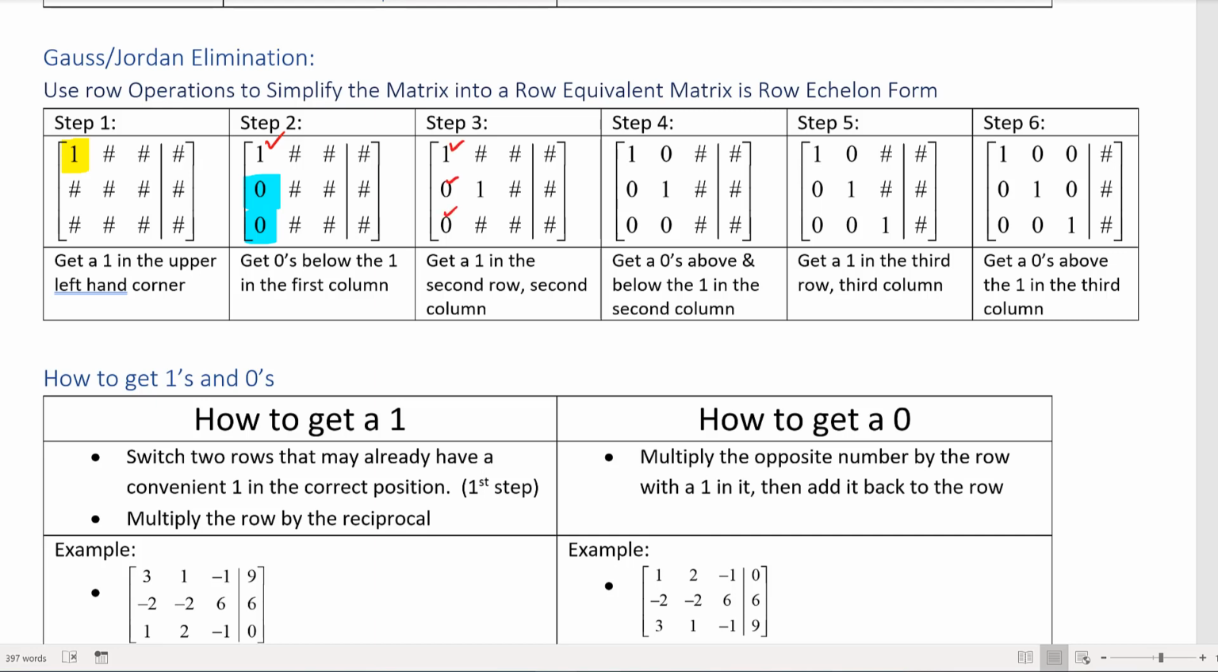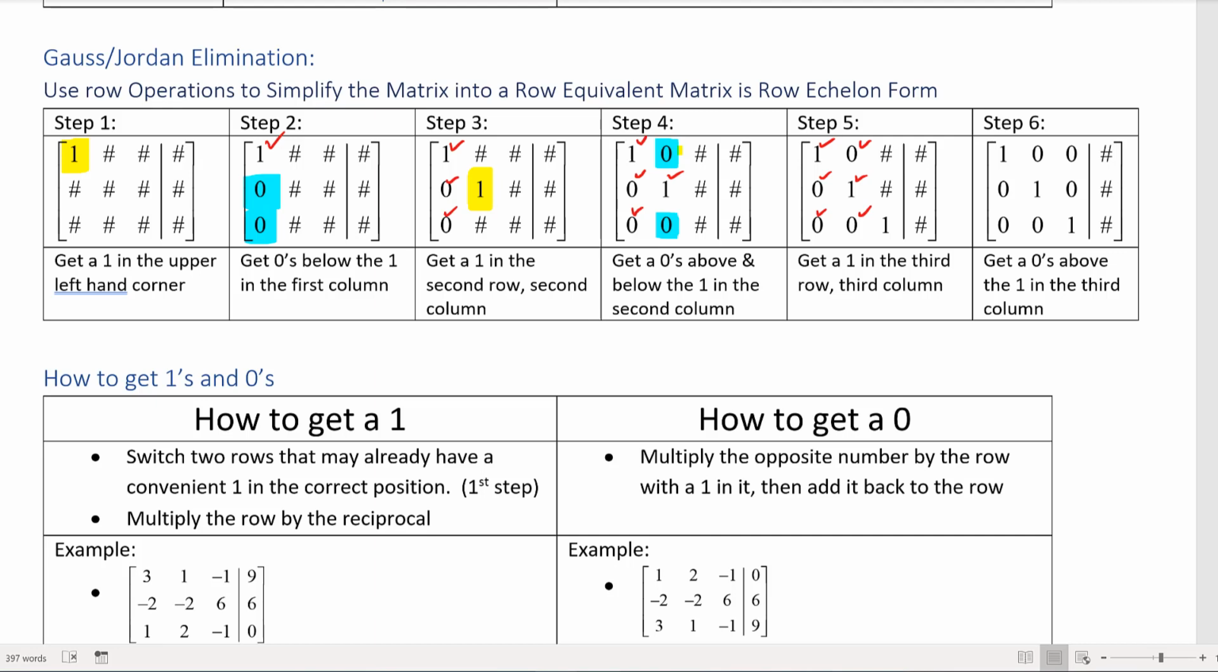The next thing we're going to work on is to get a 1 in the second row and second column. Step 4: I already have a 1, a 0, a 0, and a 1 from the previous step. But now I'm going to get zeros above and below the 1 in the second column. So going on to the next step, I've got a 1 and a 0 and a 0, and then I've got a 1 in the second column and zeros above and below it. That was from step 4.